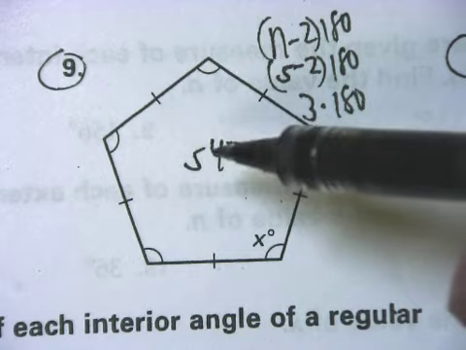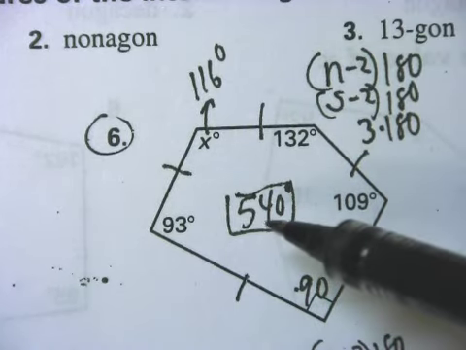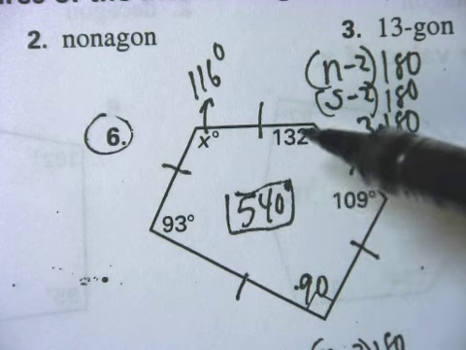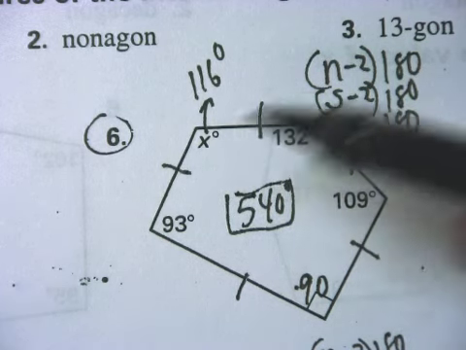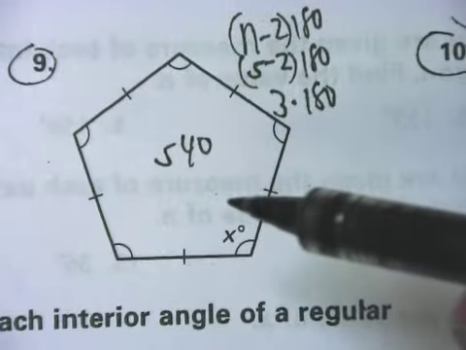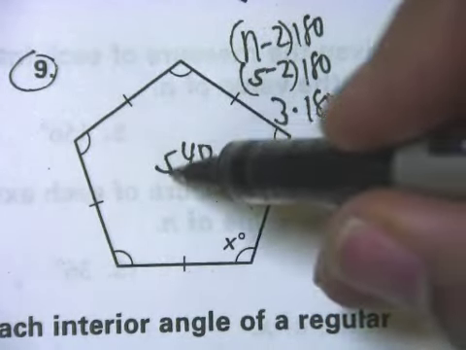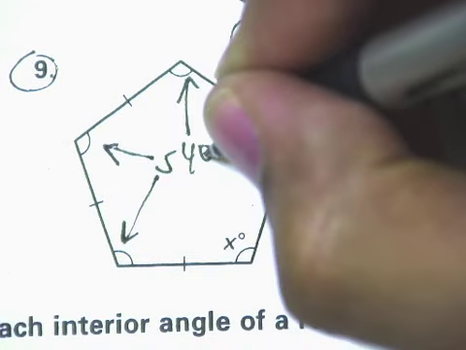It's 540. So notice that a regular pentagon has 540 degrees, and an irregular pentagon has 540 degrees. And this one is irregular because all of the angles are not the same size, and all of the sides are not the same size. But it's still a pentagon. So pentagons will always have 540 degrees.